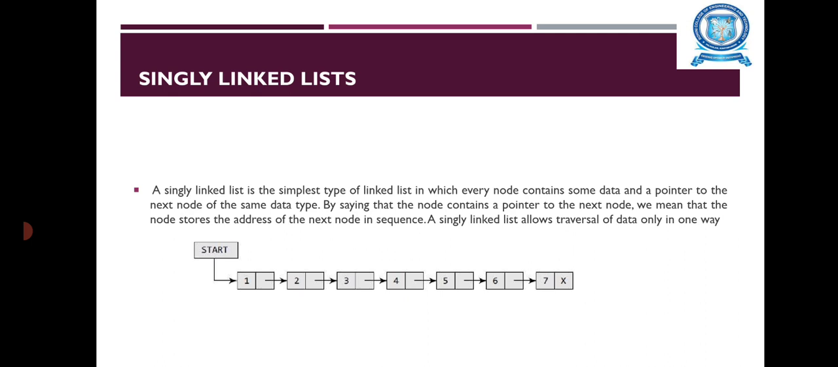This is the structure of a singly linked list. At first the start node, then after that 1, 2, 3, 4, 5, 7 elements are there, and each node contains two parts. The first one is the data part, the second one is the pointer part.